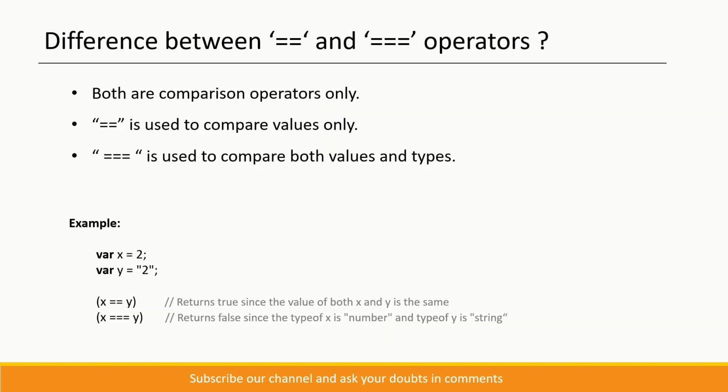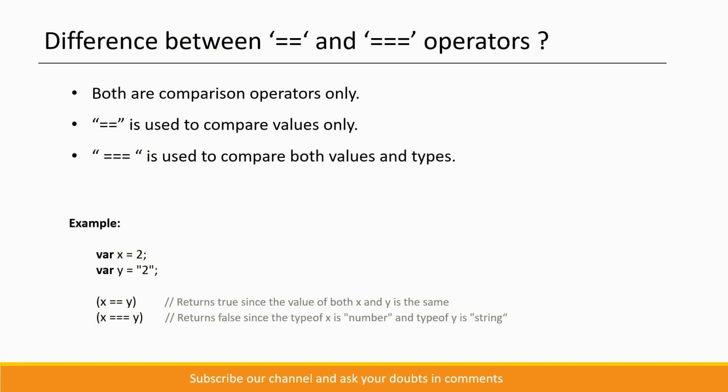Question: what is the difference between double equals and triple equals operators in JavaScript? Answer: in JavaScript, both are comparison operators only. Double equals is used to compare values only, and triple equals is used to compare both values and types. Let's see an example. Below is the example for this. Here we have two variables, x equal to 2 and y equal to 2. You can see the first x value is 2, that is a number. In the next, the y value is 2 also, but this value is a string.